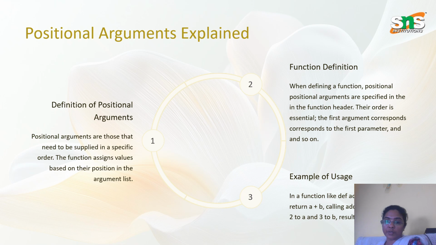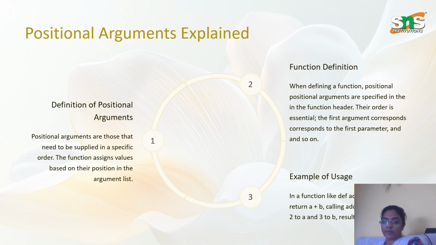The positional arguments need to be explained in the specific order. So it assigns the values based on the position in the argument list. Next, the function definition. The positional arguments are specified in the function header, so that order is more and more essential. So the first argument corresponds to the first parameter and the second argument to the second parameter, and so on. So this is the argument where it has been explained based on the position.